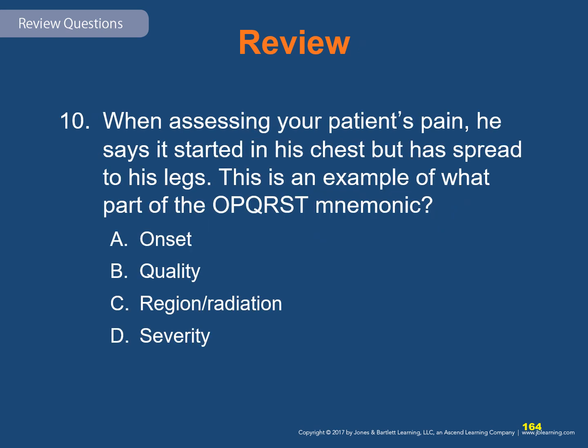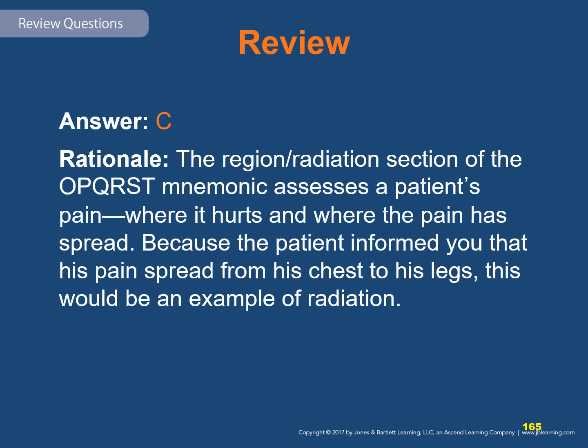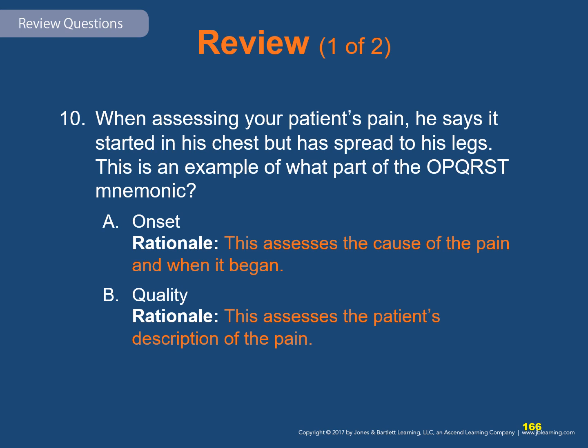10. When assessing your patient's pain, he says it started in his chest but has spread to his legs. This is an example of part of the OPQRST mnemonic. A. Onset, B. Quality, C. Region or radiation, or D. Severity. This one should be easy. The answer is C. The region or radiation section of the OPQRST mnemonic assesses a patient's pain, where it hurts, and where the pain has spread. Because the patient informed you that the pain has spread from his chest to his legs, that would be an example of radiation. So let's look at the incorrect answers.